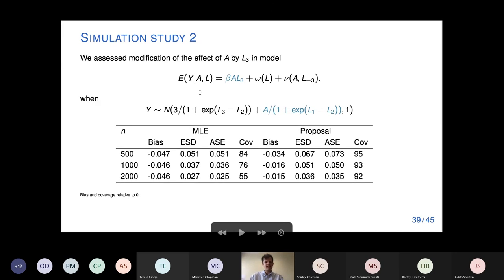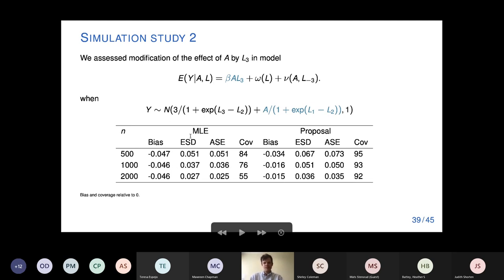In a second simulation study, we looked at measures of association for effect modification. So again, A was binary, and we were interested in assessing effect modification between A and continuous covariate L3. Now, in the true data generating mechanism, there was in truth an interaction between A and L1 and L2. So it was a kind of complex interaction, but there was no interaction between A and L3 in the true data generating process. So the truth can therefore be considered to be zero in this case.